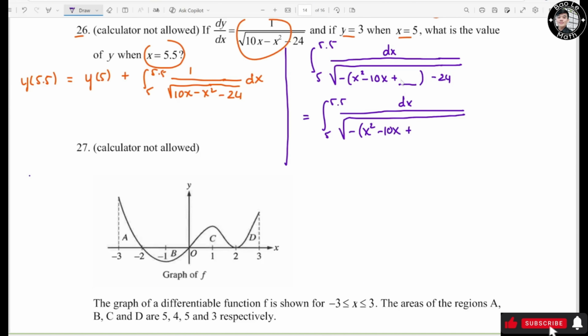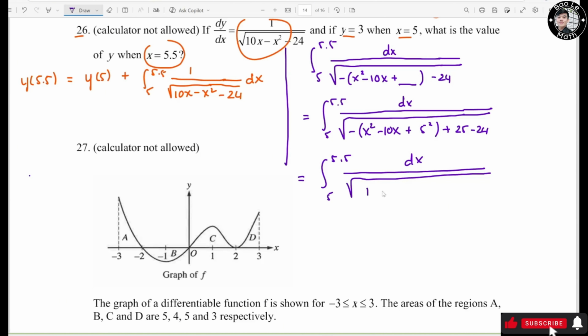In order to find the missing term, I'm going to take the middle term, 10, divided by 2 and square it. So it could be 5 squared, so I need to add 25 and literally subtract 25. Subtract 24, so it's going to be 1 minus (s minus 5) all squared. Now I want to apply the formula: the antiderivative of du over the square root of a squared minus u squared is arcsine of u over a plus c.